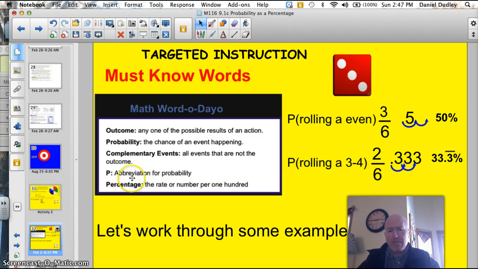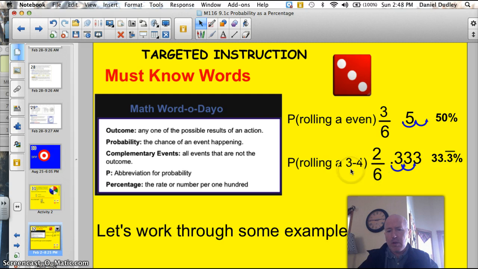Don't forget that P stands for probability. What's the probability of rolling an even number? And then percentage, that's the rate or number per 100. And that's where we're going to go tonight. So here's the fraction. We have 3 out of 6 chances, which if you divide that, you're going to get 0.5. To make that into a percentage, we multiply by 100 and move that decimal 2 places to the right. You have to put in the 0 to hold the place, and you have 50%.